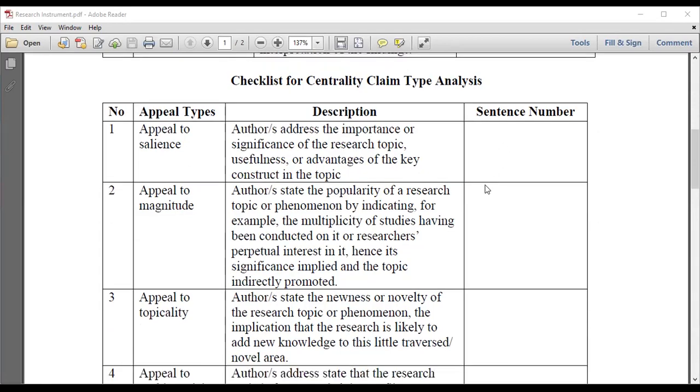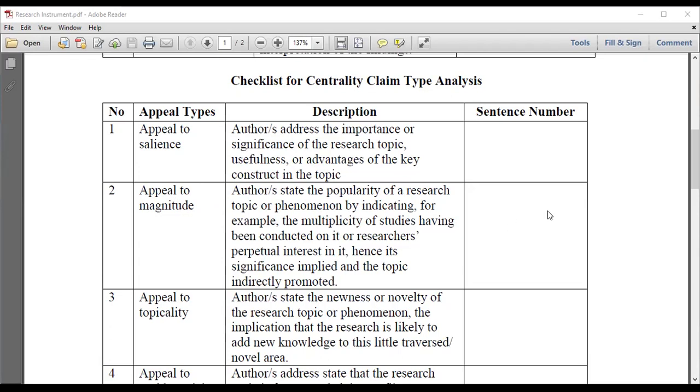The second type is appeal to magnitude. This is where the authors claim that their research topic is popular. Usually they mention like this: there have been many studies on this topic. It implies that this topic is popular because there are many researchers investigating the topic. So this is classified as appeal to magnitude. If you find this, write on the right side the number of the sentence.